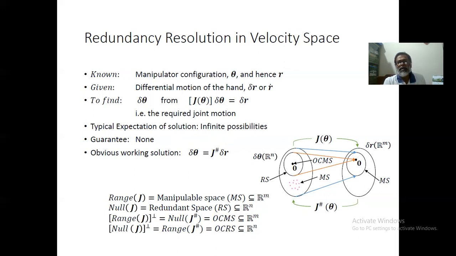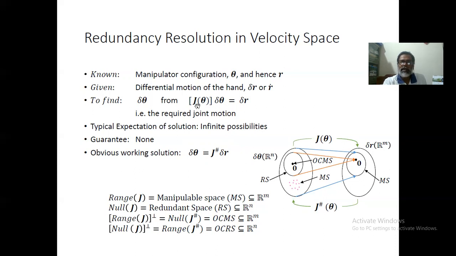Okay, such a thing is possible, but most of the time, in an interior point of the workspace, such things don't happen. Typically there are infinite possibilities. When you try to find one working solution, this gives you a very good candidate. And what is the spirit of this solution? Rather than J inverse, here it is J pseudo inverse.